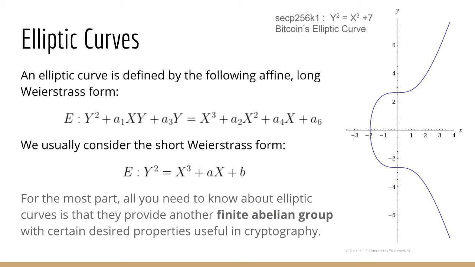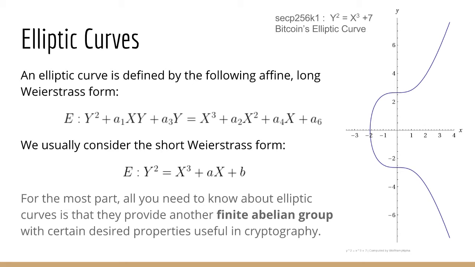So briefly, I'm going to talk about elliptic curves. Basically, all you need to know is that we formulate an analogy to multiplication over this elliptic curve using points on the curve. If you've taken Math 113, it's like a finite abelian group.